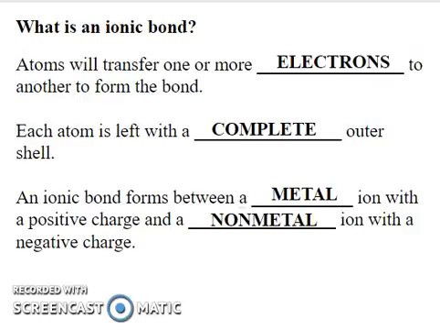An ionic bond is going to form between a metal ion that has a positive charge and a non-metal ion with a negative charge. So the main thing you need to know for an ionic bond is that it's between a metal and a non-metal.